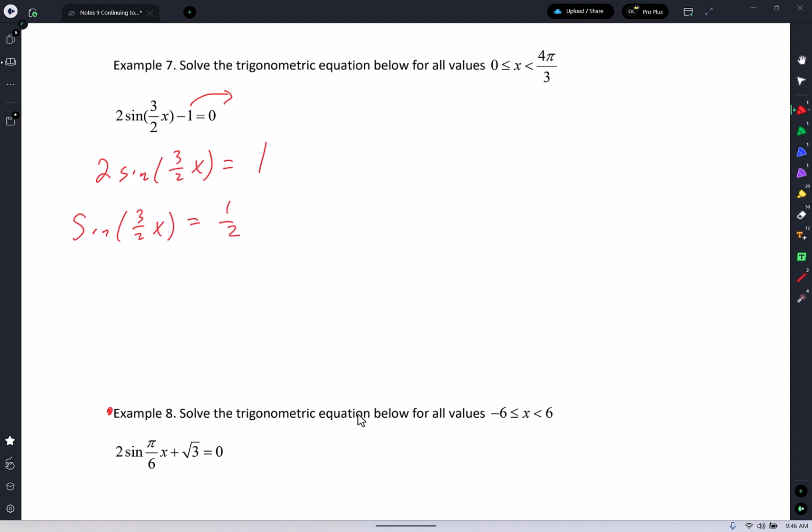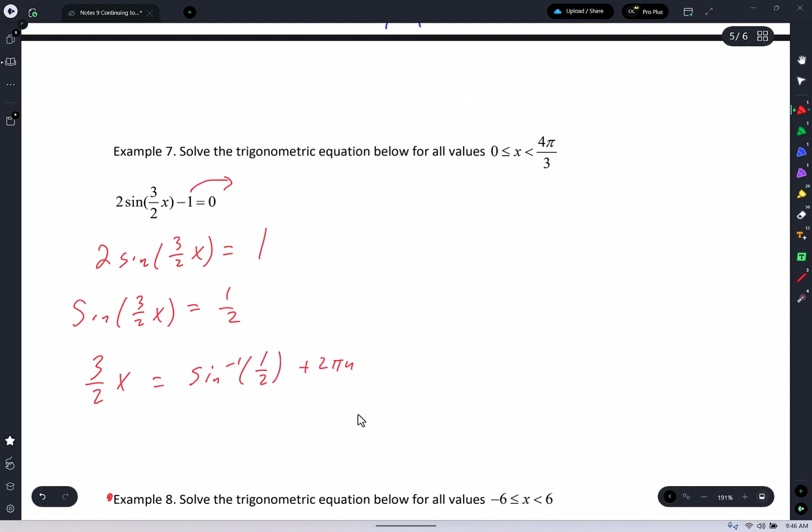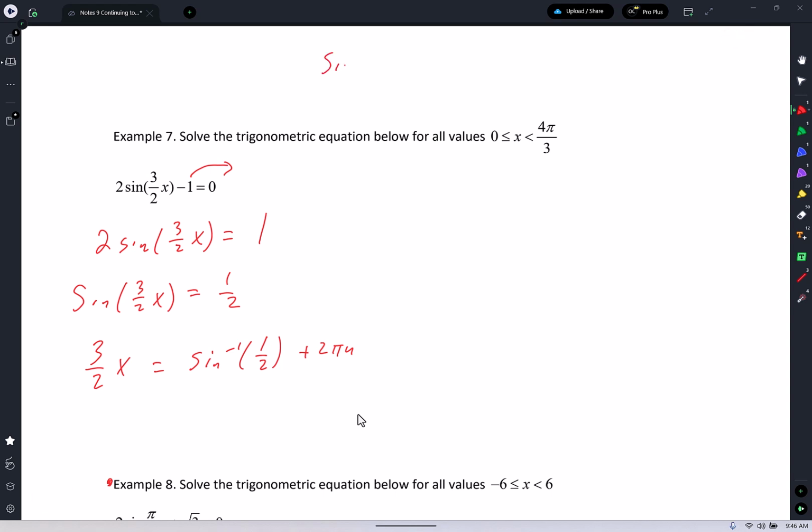Now what's my next move? Arc sine. Check it out. Don't worry, I'm going to slow down. Arc sine of a half plus 2 pi n. And I'm going to come over here and write arc sine of a half equals, so think about the unit circle. There are two answers. Where is sine equal to a half? Give it to me in radians. Pi over 6, what's another one? Quadrant 2. There it is. See, we didn't even use formulas.